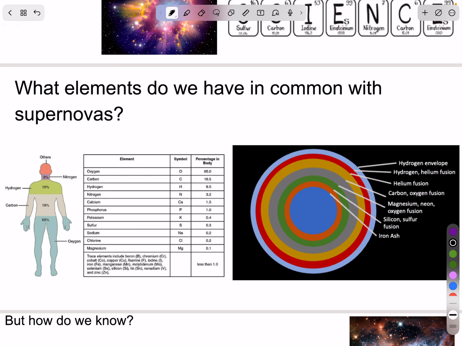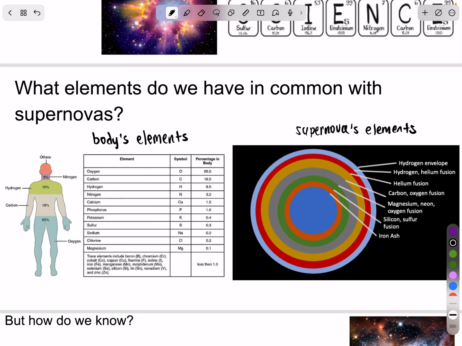So take a moment, looking at this picture here, pause the video, highlight, circle, anything that you want to do. If this is going to be our body's elements that are present in our body, and these are elements that are present in a supernova, how many do we share? How many do we share with an actual supernova explosion?